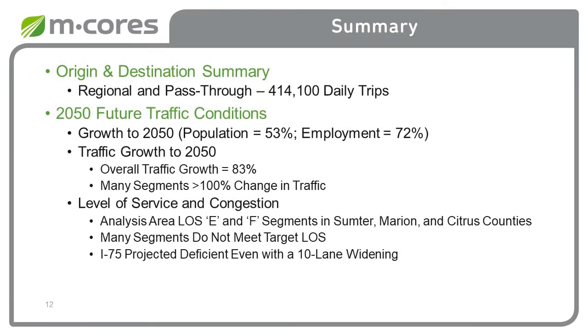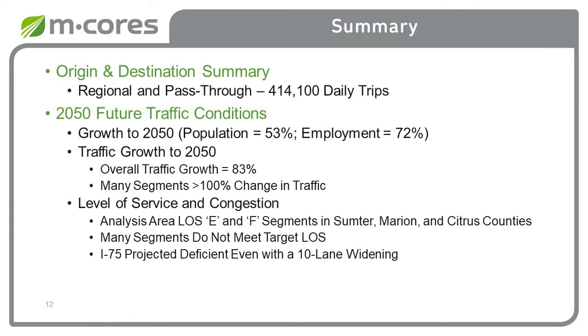In summary, here's a review of the major presentation takeaways. A high-level look at origin and destination data in the study area reveals that 30% of all study area trips have some type of external interaction. Either they pass through the study area or they start or end outside of the study area.